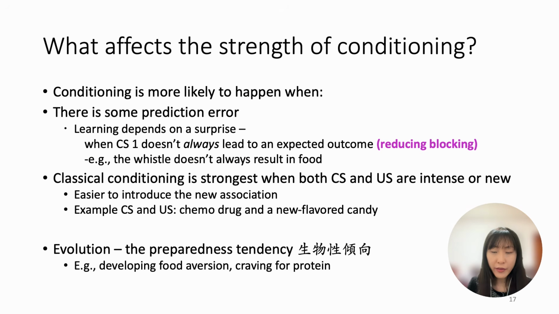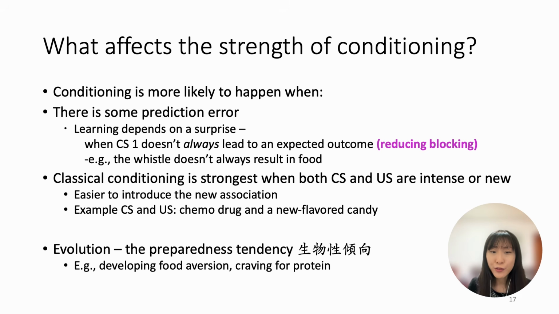What affects the strength of conditioning? Conditioning is more likely to occur when there is some prediction error, or when things go the other way around. So this is why we say that learning depends on surprise, which can reduce the chances of blocking. Second, classical conditioning is strongest when both the conditioned stimulus and the unconditioned stimulus are intense or new. And that's why we suggest cancer patients take a new flavored candy before chemotherapy.